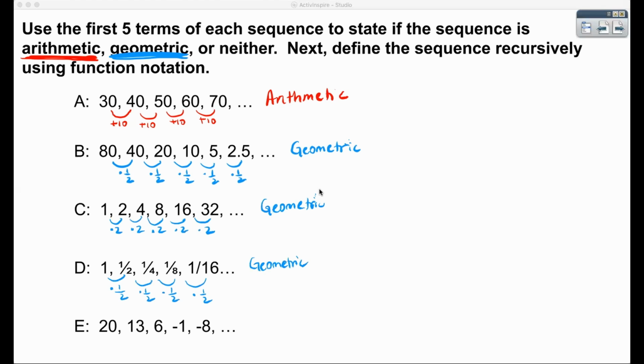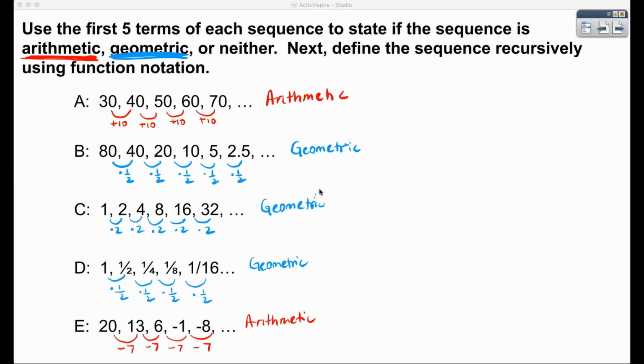Okay, now what about this last one? This last one is decreasing. It doesn't look like it's being multiplied by some value to get the next term, but it does look like it's being subtracted. So 20 minus what gives me 13? Well, 20 minus 7 gives me 13. And again, if I take away 7 from 13, I get 6. 6 minus 7 gives me -1. -1 minus 7 gives me -8. So this tells me this is an arithmetic sequence.